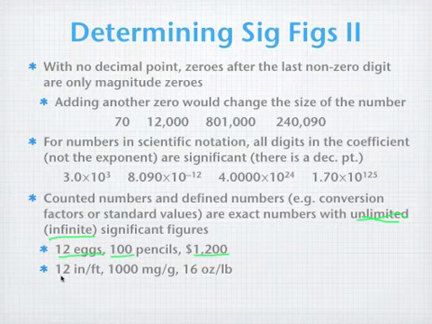It's always 12 inches per foot. It's never 13. It's never 11. You can't have 12.1. You can't have 11.9. It's always 12, so this is an exact number. For 1,000 milligrams per gram, this is a defined conversion factor. It's exact. There's never going to be 1,000.1 milligrams per gram. There's never going to be 1,001 or 1,100 or any other number other than 1,000 milligrams per gram. Likewise, 16 ounces per pound, never 15.9, never 17, always 16 ounces per pound.